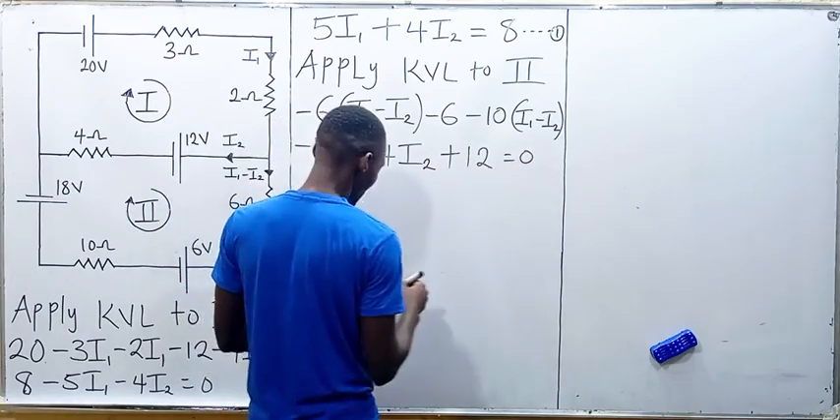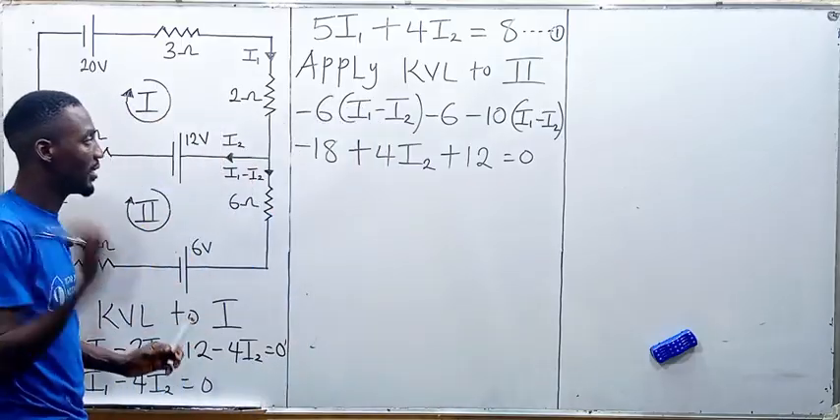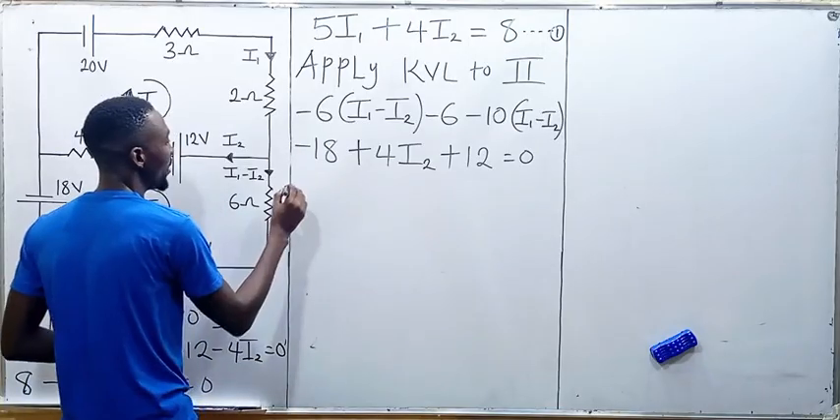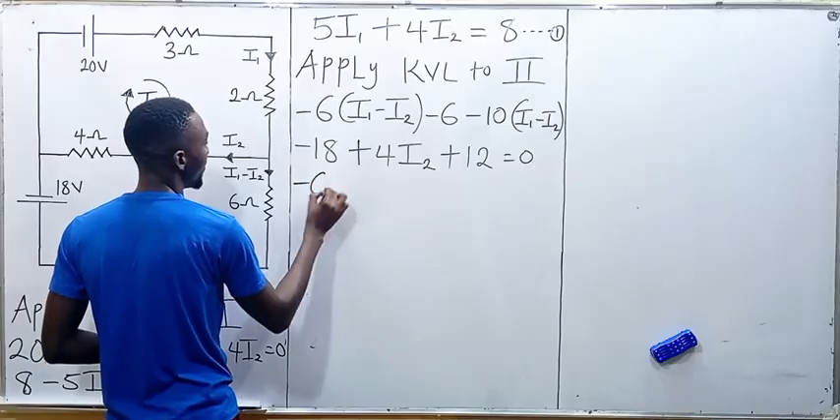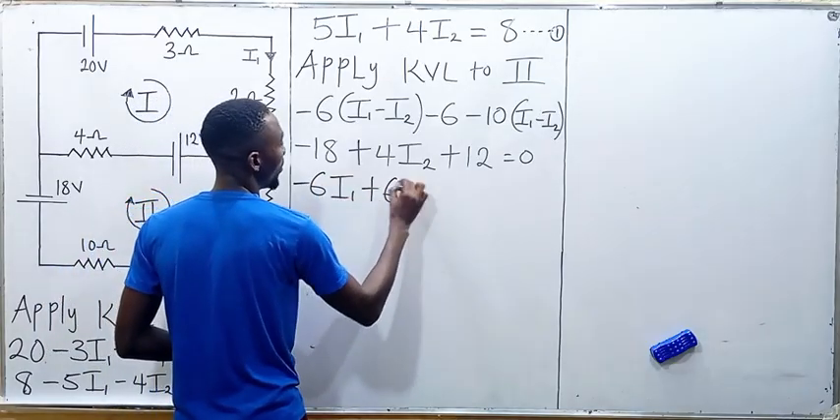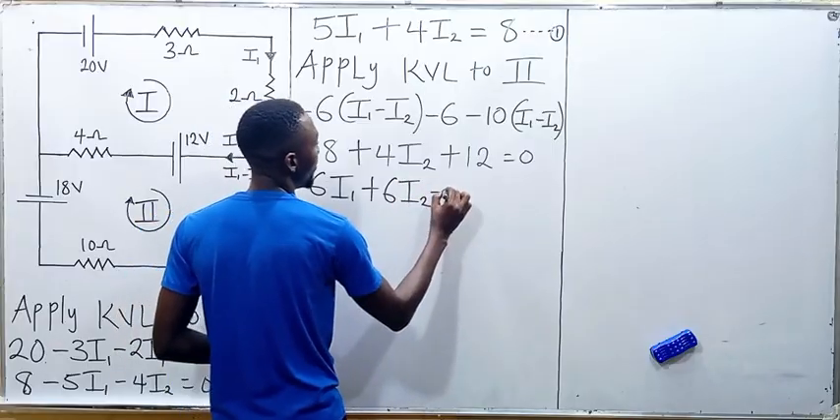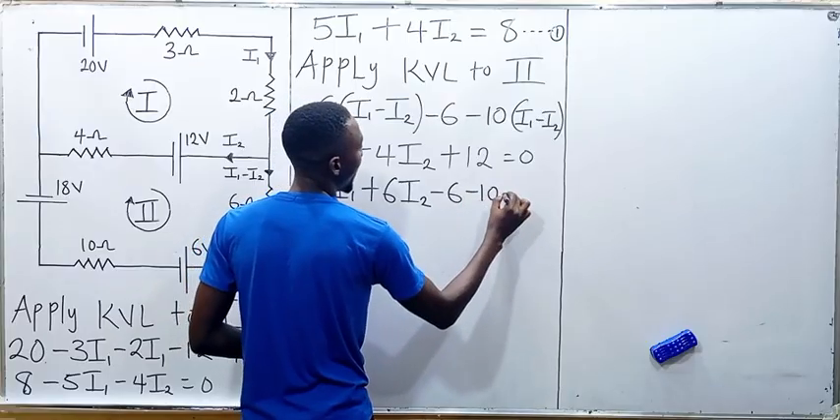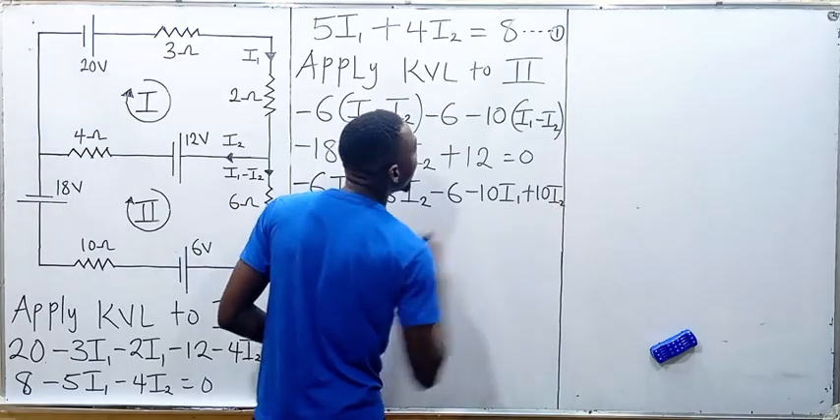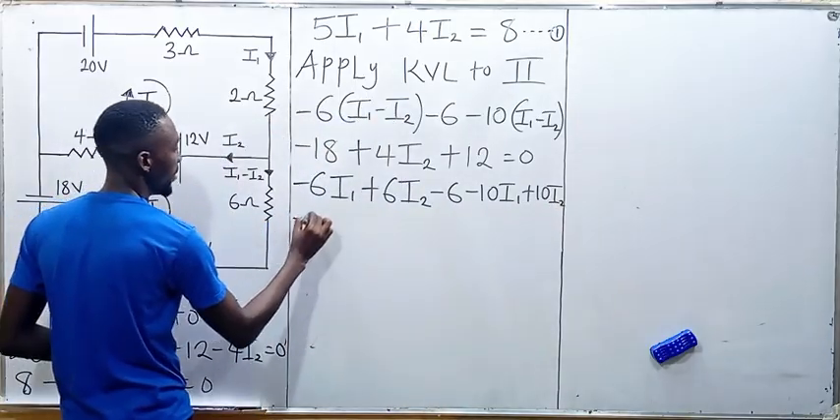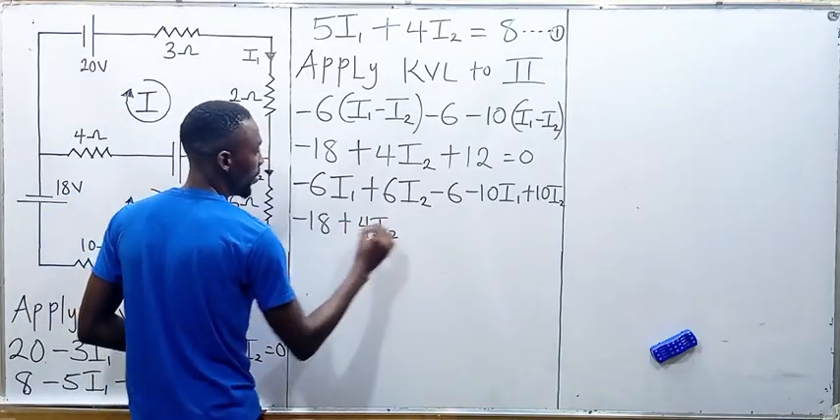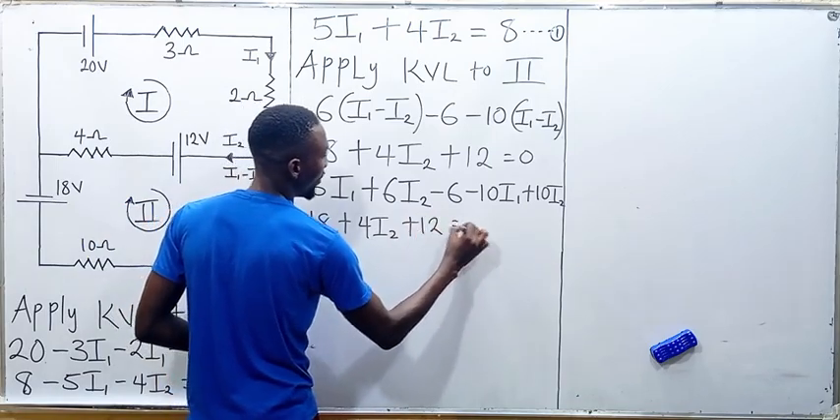Everything will be equal to 0. I hope it is well simplified. All right, now the next thing is we are going to open our bracket. So let's open our bracket together. We are going to have minus 6I1 plus 6I2 minus 6 minus 10I1 plus 10I2, all right, minus 18 plus 4I2 plus 12 will be equal to what?